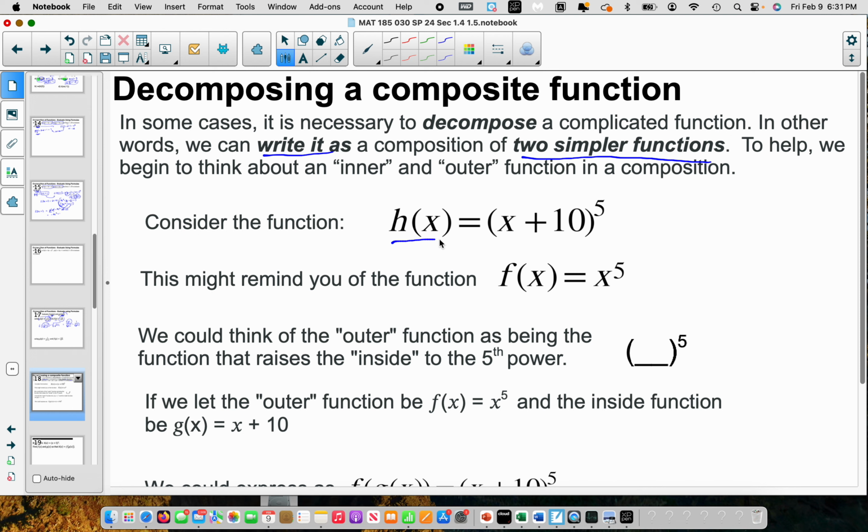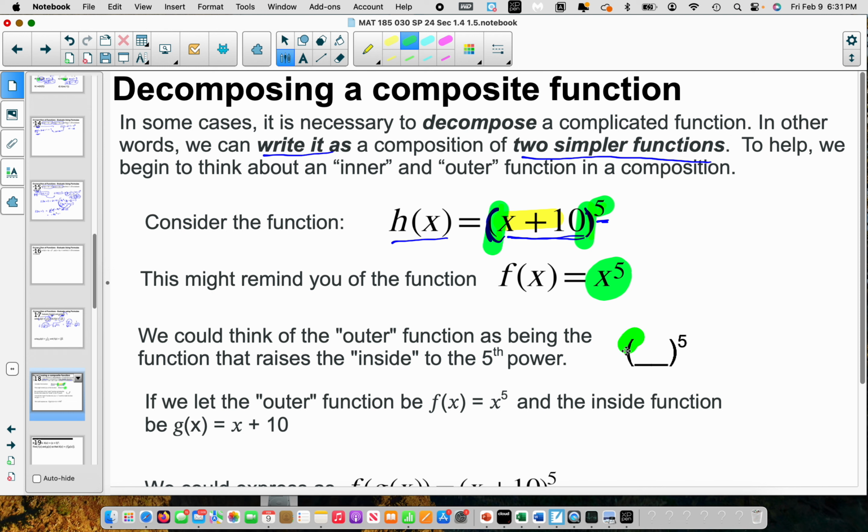So if I consider this function here, h of x is equal to x plus 10 raised to the 5th power. All right. So a lot of times when you see parentheses, that's sort of a clue. I have this thing inside the parentheses. So this is actually something that I would call my inside function. And then that whole thing is raised to the 5th power. It might remind you of x to the 5th. Instead of x to the 5th, I have x plus 10 to the 5th.